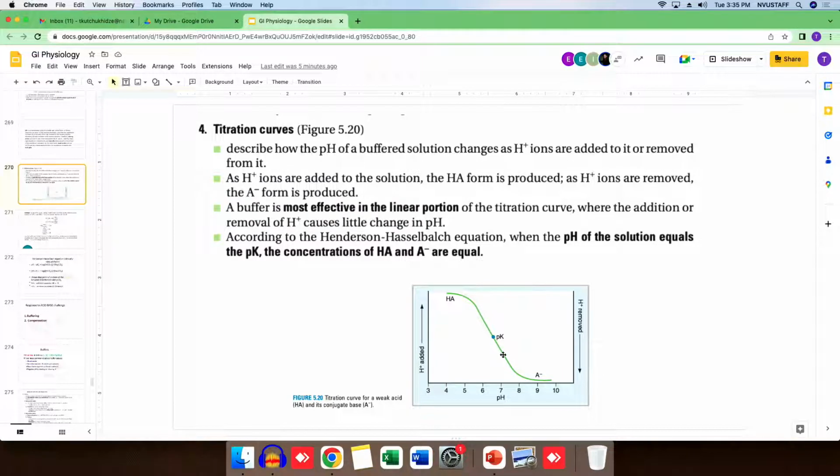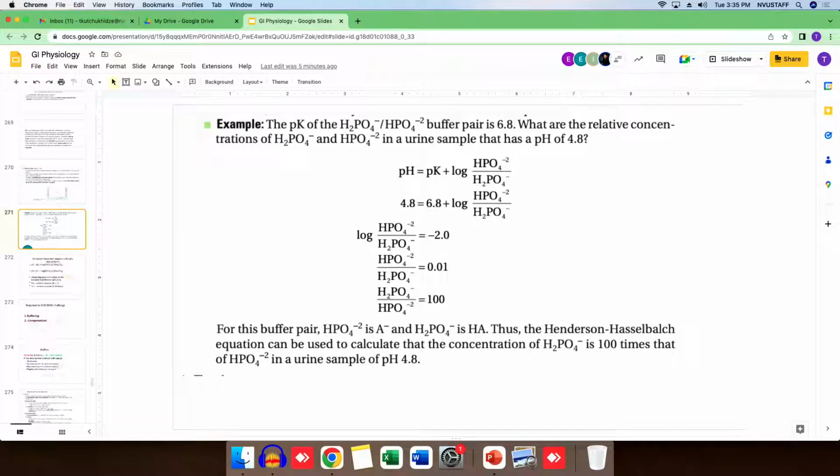And it means that when it is linear, it is straightforward, like we are adding 2 electrons and we are rising the pH by 2 points, so that's why. So yeah, so there's an example: pK of this buffered pair is 6.8. What are the relative concentrations of H2PO4 and HPO4 in a urine sample that has pH of 4.8?